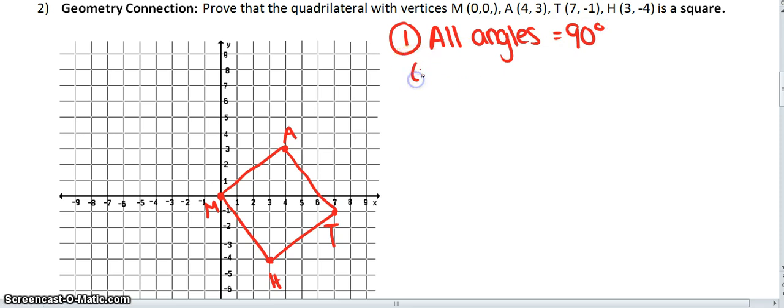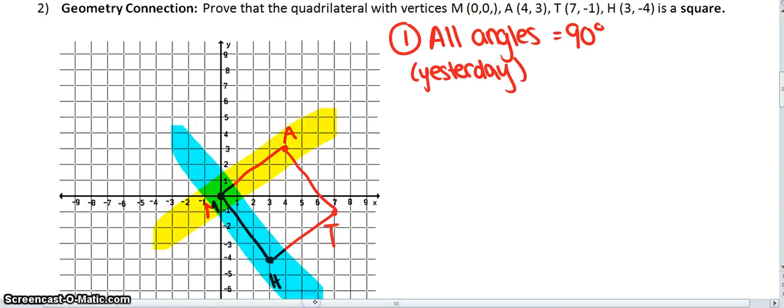This is what we did yesterday. If all angles are right angles, that means all the lines would meet at what we call a perpendicular angle. So if I looked at MA and I looked at MH, those 2 lines, and you can even extend them if it helps, those 2 lines would have to meet at a right angle and they'd have to be perpendicular. So you can do this on your own as practice from yesterday. Think slope. How do I prove 2 lines are perpendicular? I need to figure out their slopes.